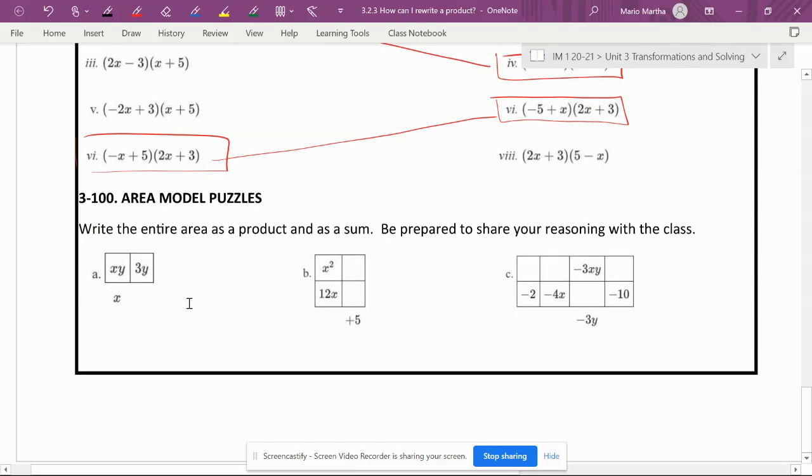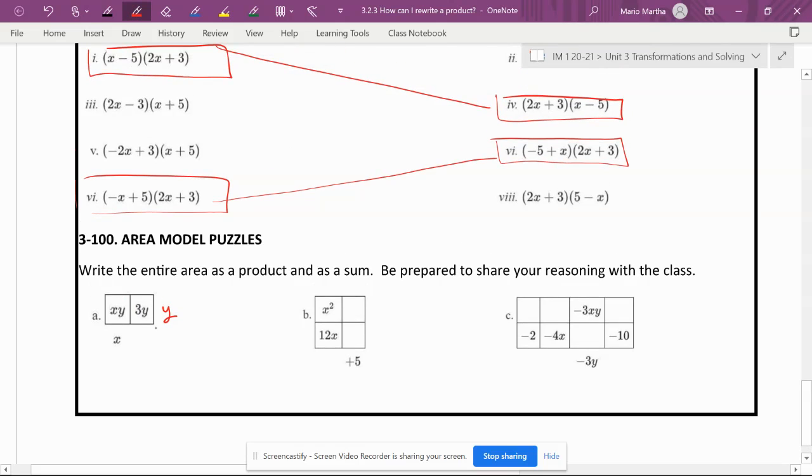All right, and then let's look at the last part right there. Write the entire area as a product and as a sum, and be prepared to share your reasoning with the class. So here, x times what gives you xy? So for sure we know we need a y there, right? And then this should be 3 on top right there. I'm assuming just 3. So therefore we would say this is equal to x plus 3 times y, or y times x plus 3.